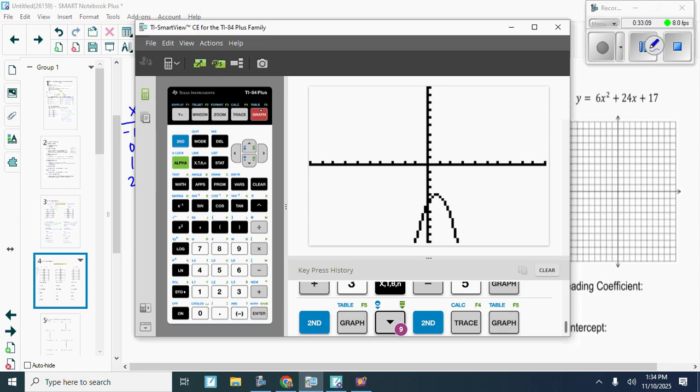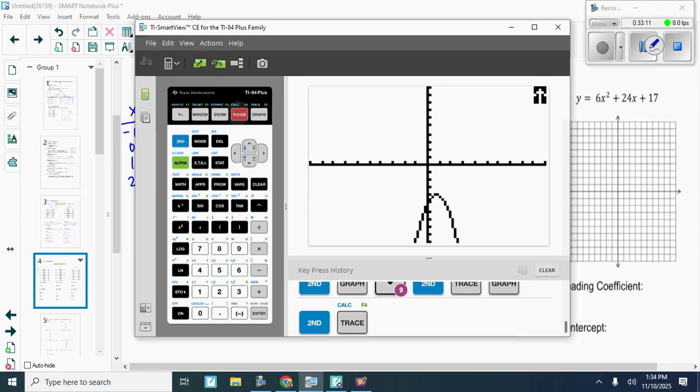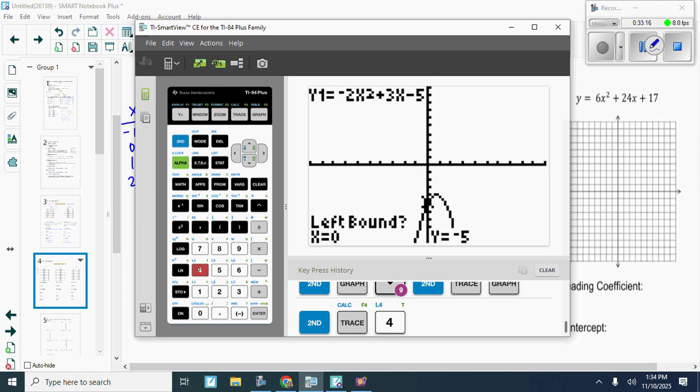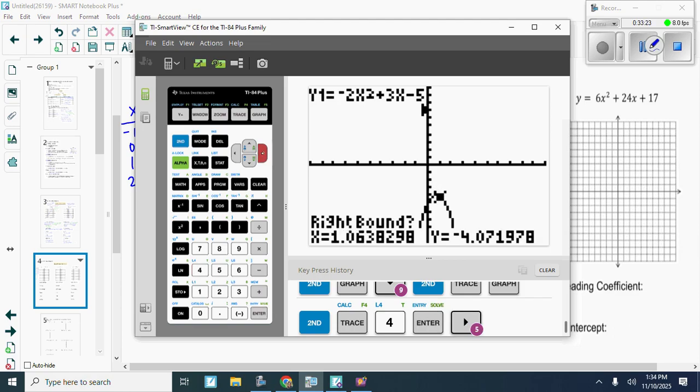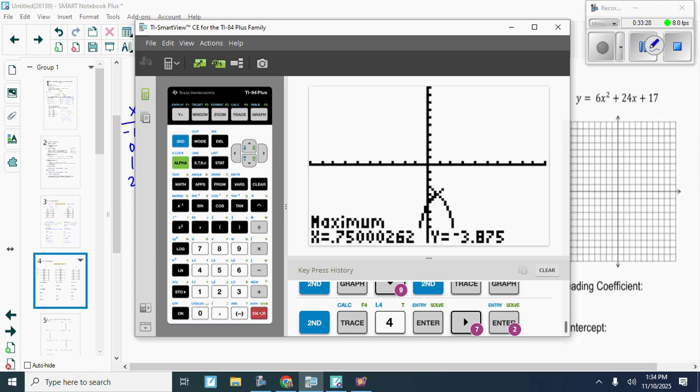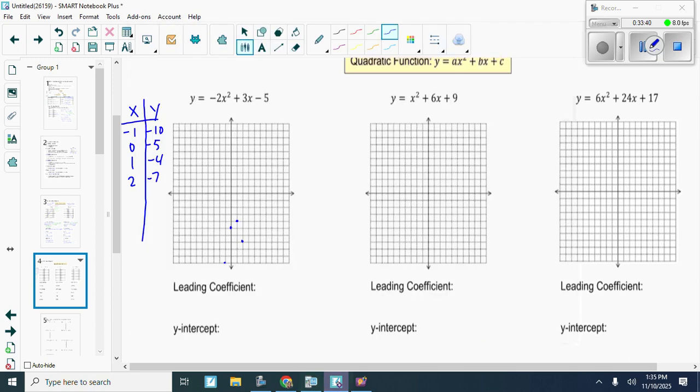It's a maximum. So when you do second trace, you want to make sure that you tell it it's a maximum, and then it just needs you to guide it a little bit: put it a little to the left, a little to the right. You guys have done this. So you hit enter for the left bound, move your cursor a little bit to the right bound, hit enter again for the guess. Then it will zoom in and tell you that at x equals 0.75, your value is -3.8. So I'm going to put that here, 0.75, -3.8.